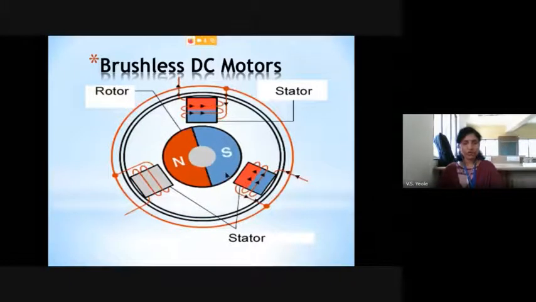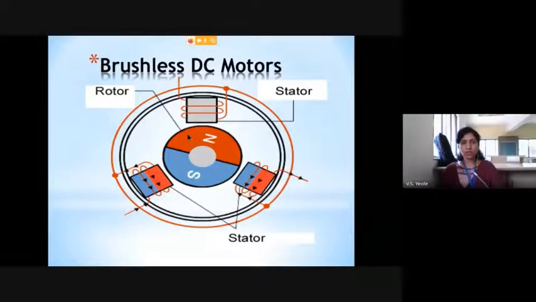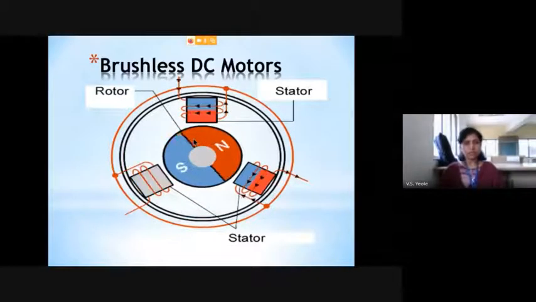So we cannot give a separate DC supply to the rotor or armature of the motor. That's why in this type of motor, instead of the armature, poles are connected. So two poles are rotating, which are already magnets. So there is no need to give a separate supply to the armature of this motor. That is the major difference between the brushless DC motor and the DC motor.